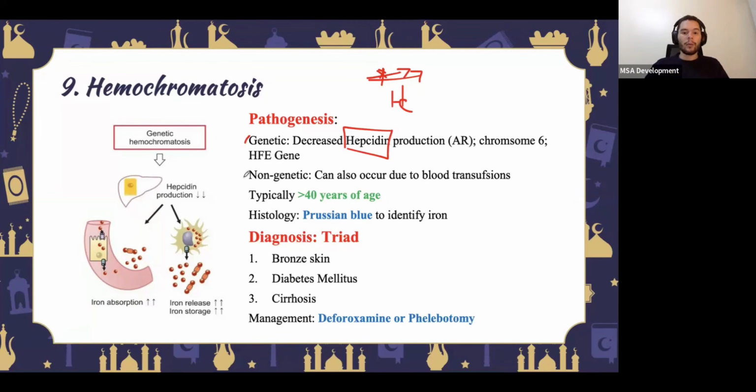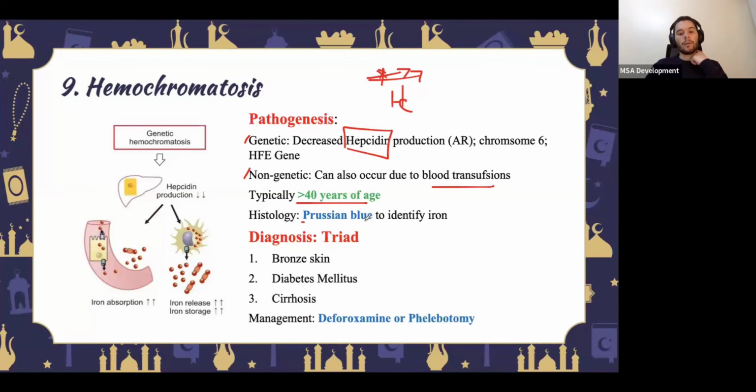Now, there is another way, which is the non-genetic, through constant blood transfusion. Now, this typically happens in patients with anemia, specifically like beta thalassemias, where they need constant blood transfusions. And after a long period of time, they would develop hemochromatosis as well. Okay? Now, in contrast to Wilson disease, hemochromatosis occurs in more than 40 years of age. Okay? So this is a good way to differentiate between both as well.